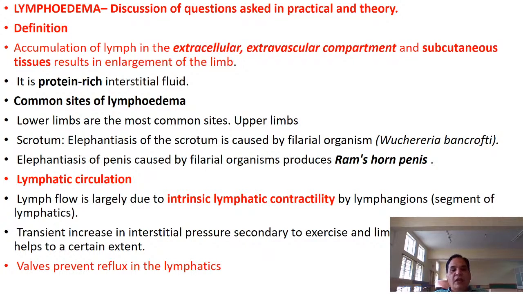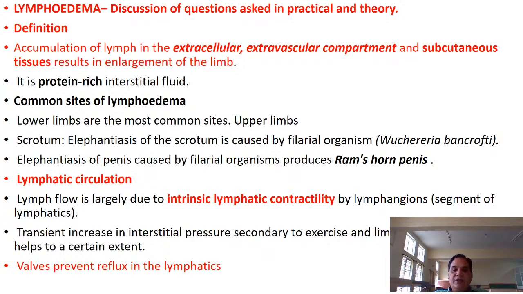First, they will ask you, what is lymphedema? We have defined it as the accumulation of lymph in a subcutaneous plane. If you want to give a better answer, it is the accumulation of lymph in the extracellular, extravascular compartment and subcutaneous tissues, which results in enlargement of the limb. That is lymphedema. What is the fluid? It is a protein-rich interstitial fluid.